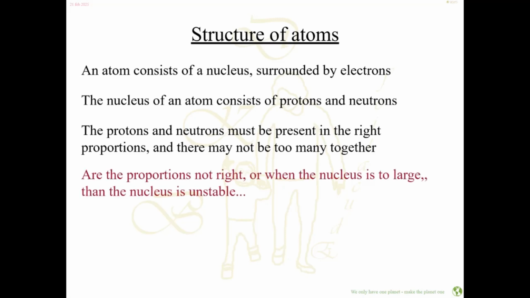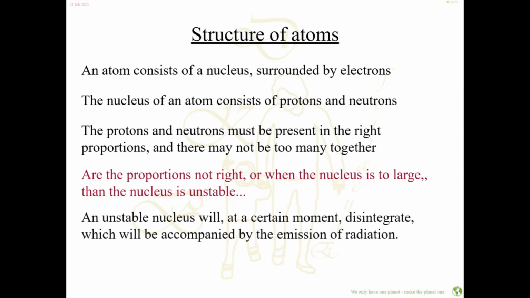So, without the right proportions, or with too large a nucleus, the nucleus will become unstable. Oh dear, what's going to happen then? An unstable nucleus will, at some moment which we do not know ahead, disintegrate. Decay is another word for that. And when it disintegrates, it will emit radiation.